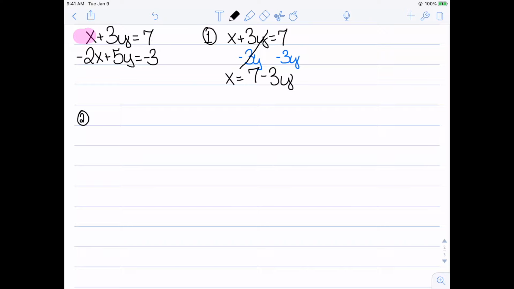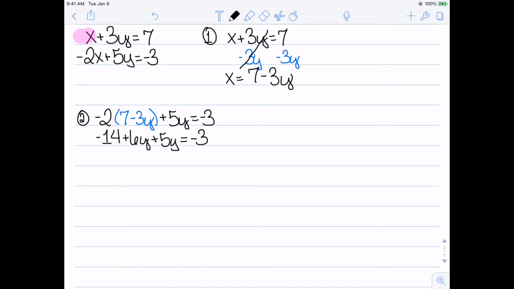Step 2 wanted me to substitute what I just found into my other equation. The second equation said -2x, which we're changing to 7 minus 3y, plus 5y is equal to -3. And now I can just solve this equation. We start by getting rid of our parentheses. Multiplying out gives us -14 plus 6y plus 5y equal to -3. I can then combine like terms to get -14 plus 11y is equal to -3.